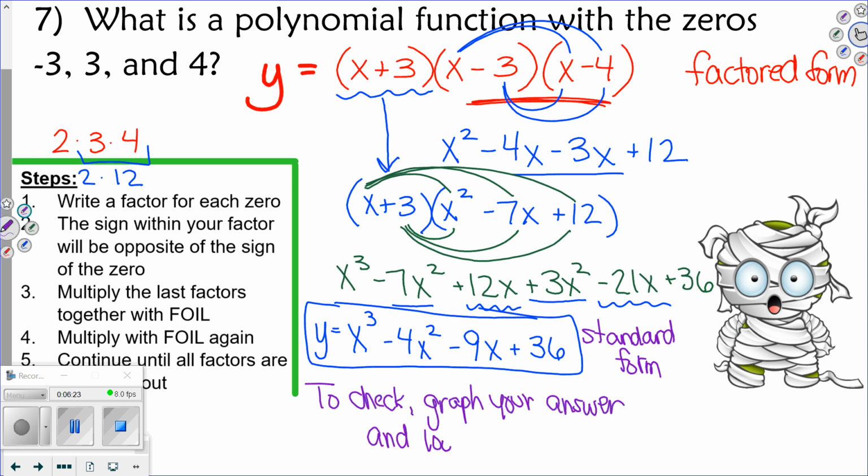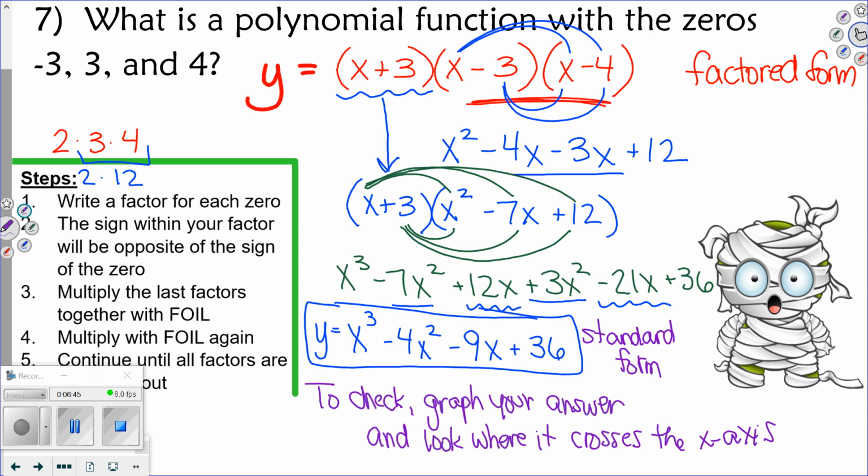And look where it crosses the x-axis. If I did it right, where should it cross the x-axis? Yeah, it should cross at negative 3, 3, and 4. That's what the problem wanted.